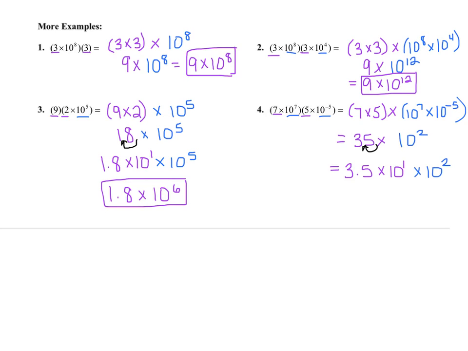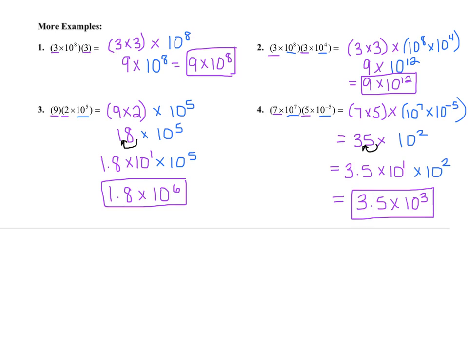And then our last step is to combine our exponents once more. 1 plus 2 equals 3. So that equals 3.5 times 10 to the 3rd power. And that's your final answer.